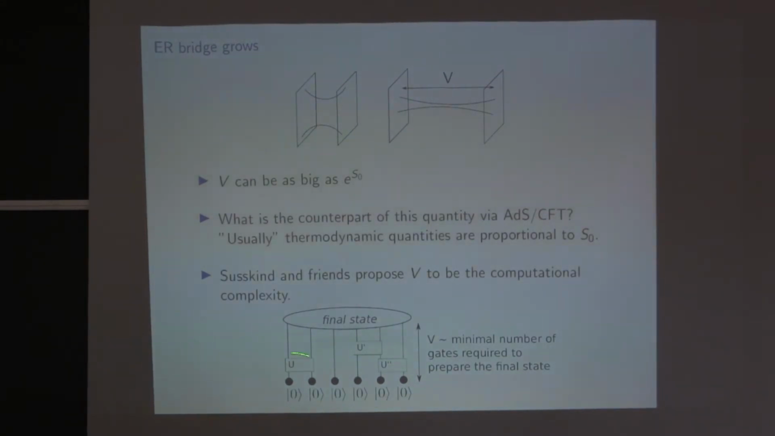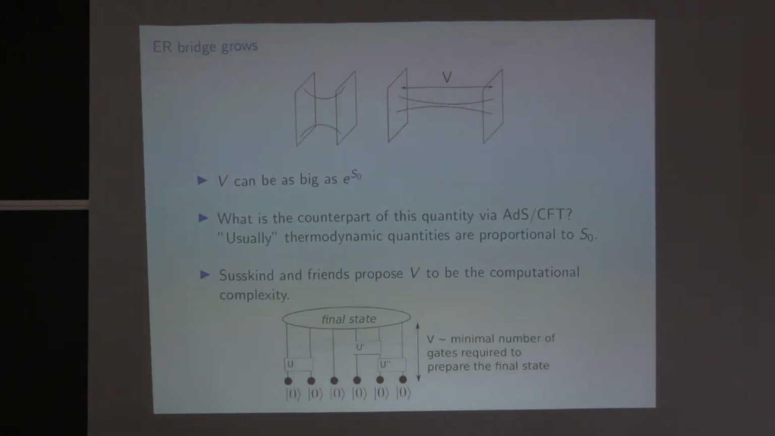We start from some simple initial state, time evolve it, and then we look at how difficult it is to prepare this state. Difficult in the sense that I have a dictionary of elementary gates, and the volume should be proportional to the number of gates required to prepare this state. It's not difficult to show using simple combinatorics that this complexity can indeed be as big as e to the number of qubits.